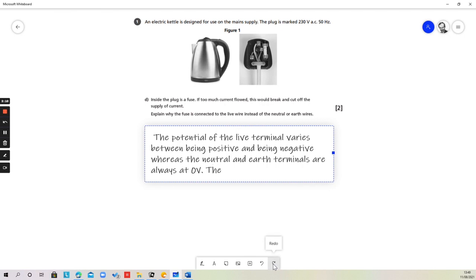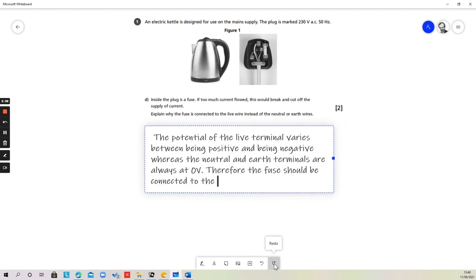Now, remember that the command word here in the question is explain. So the examiner is looking for a causal link. It's a good idea to indicate that in the language that we use, and therefore we'll use the word therefore, because that shows that we're explaining something, we're providing a reason. Therefore, the fuse should be connected to the live terminal.